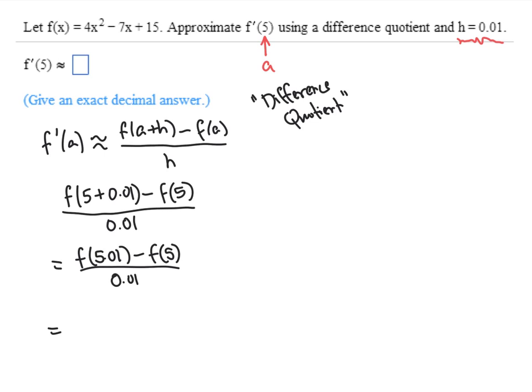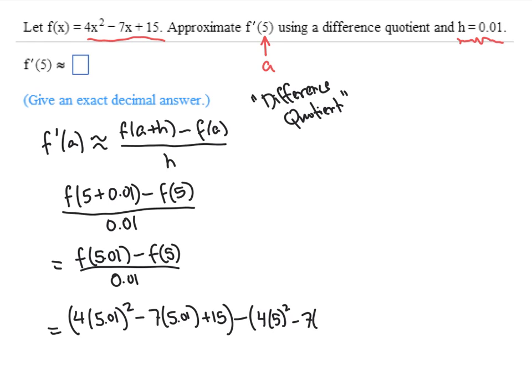Okay, now we have to plug into our function. So again, remember, our function is defined up here as 4x squared minus 7x plus 15. So when we plug in 5.01, we're going to replace all of the occurrences of x with the number 5.01. So 4 times 5.01 squared minus 7 times 5.01 plus 15. And then from that subtract what we get when we plug in 5. So 4 times 5 squared minus 7 times 5 plus 15.